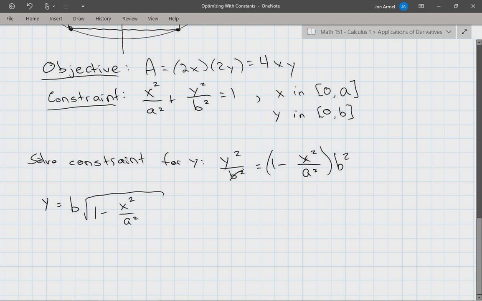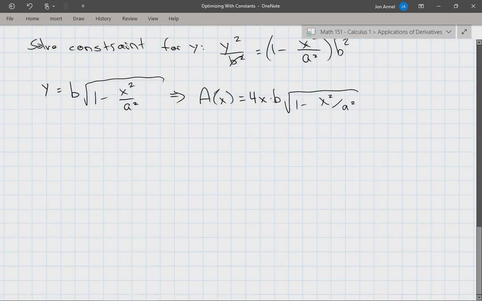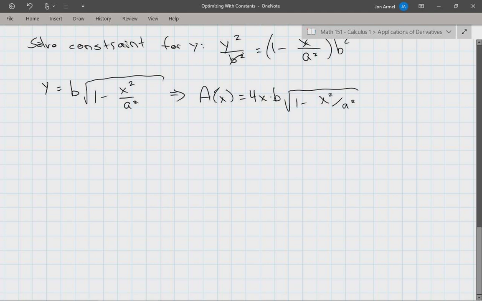Okay, so now I want to plug this into my objective. So that tells me A, and now it's really just a function of x, is 4 times x times y, but I want to use this big messy thing for y because it only involves x. And these constants, but remember, a and b are constants, so we're not treating them as variables. So I get 4x times b times the square root of 1 minus x squared over a squared. Now that is the function I actually need to optimize. Okay, my function only depends on one variable and two constants, but only one variable. So I can take the derivative, set it equal to 0.